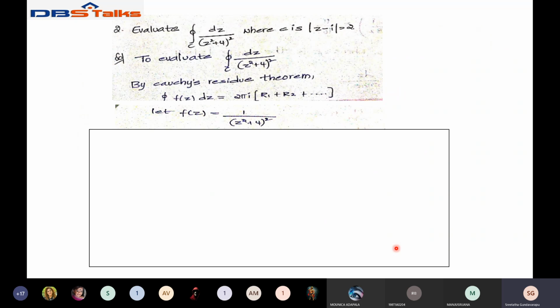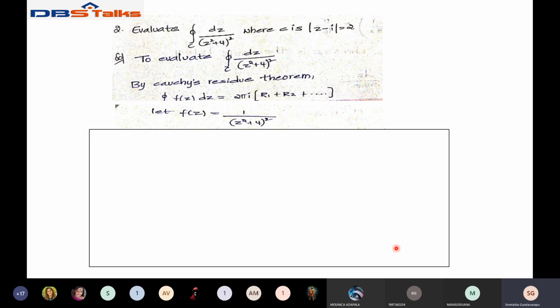The next problem is to evaluate the closed integral over C of dz by (z square plus 4) whole square, where the circle C is mod z minus i equal to 2. So in this problem, by using Cauchy's residue theorem, the integral over C of f(z) dz equals 2 pi i into (r1 plus r2 plus and so on). In this formula, first we have to find the residues. So how many residues do we have to find in this problem?